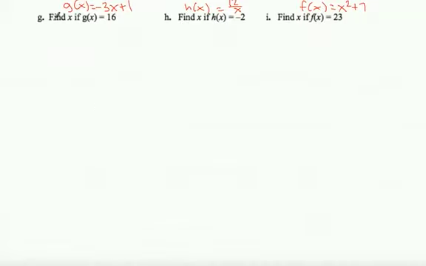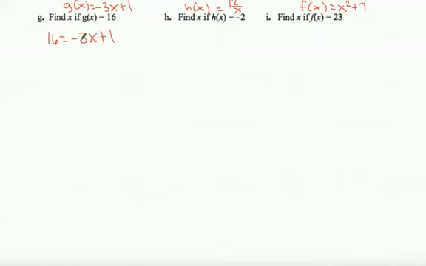So what this is telling me now is that I need to find x if g of x is equal to 16. So what I'm going to do is I'm going to go back to my original problem and I'm going to replace g of x with 16. So I'm going to have 16 equals negative 3x plus 1. And what they're asking me to do is basically just solve this and get x to be by itself.